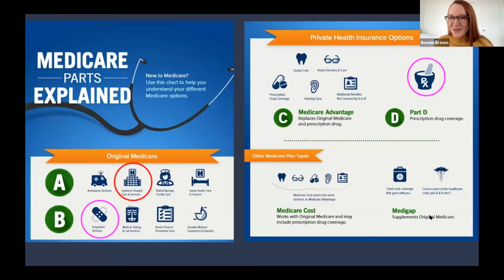So bear with me, a few slides on insurance and Medicare, but it is really important to understand everything else. It all goes to pull it all together. So Medicare Part A is the inpatient hospital care and services, amongst other things. Medicare Part B is outpatient services, including observation.